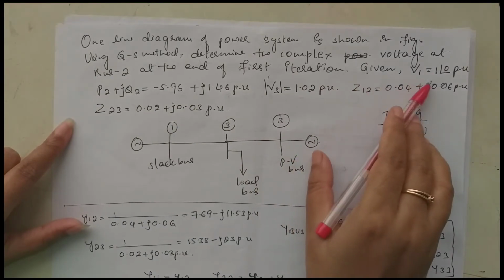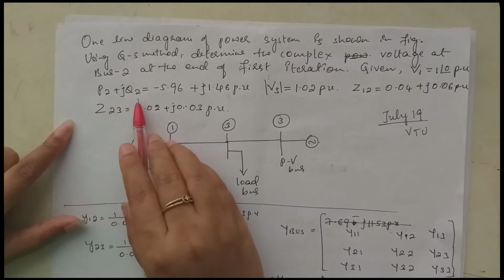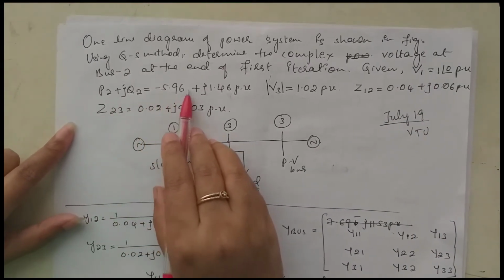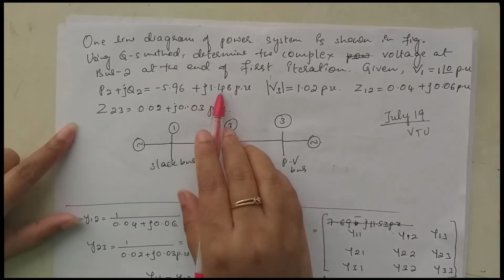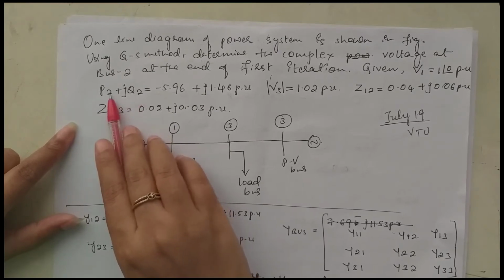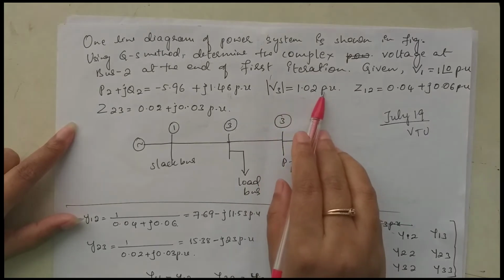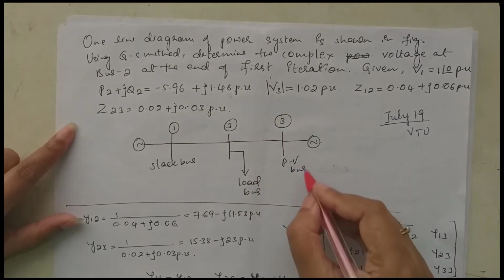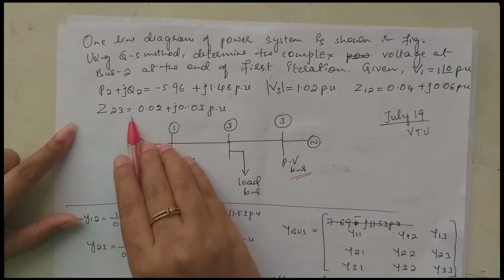Given V1 is equal to 1 at an angle 0, and P2 plus jQ2 value is given as minus 5.96 plus j1.46. We don't want P2 plus jQ2, just remember we want P2 minus jQ2. V3 is equal to 1.02, it is given because the third bus is a PV bus. Z12 value is given, Z23 value is given.